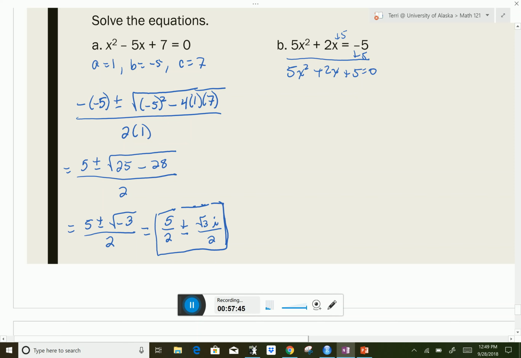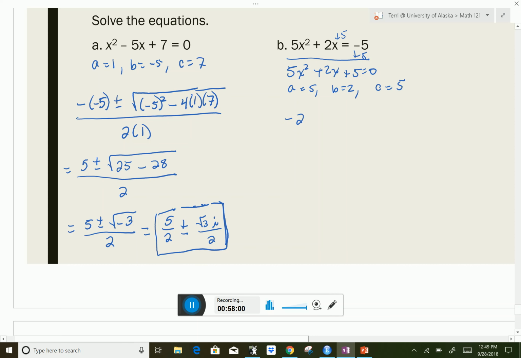And once again, this isn't going to work for us. We're not going to be able to use our calculator to do this. This has to be done using the quadratic formula. So A is 5, B is 2, C is 5.